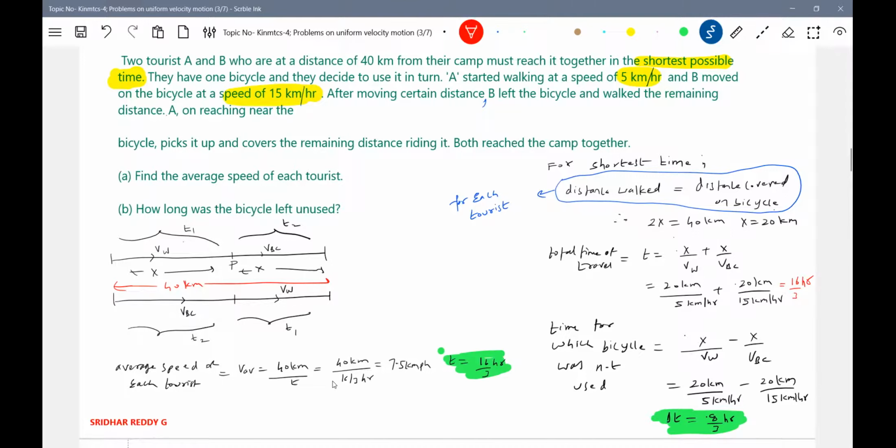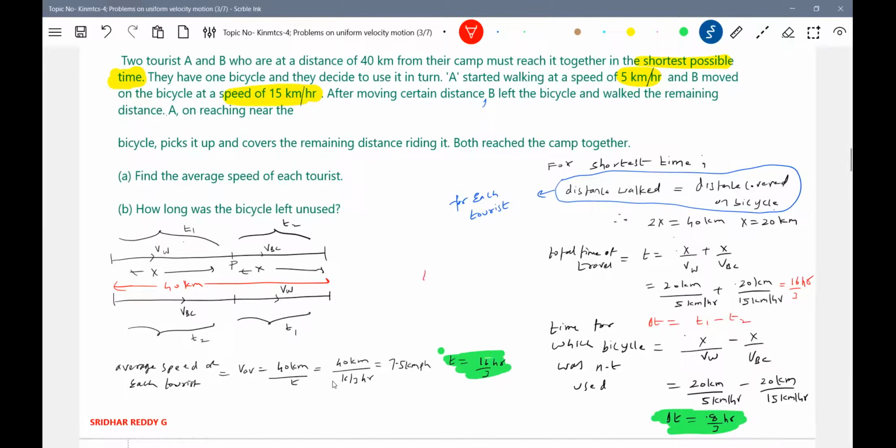Okay, with this I'll get the average speed of each tourist. How long was the bicycle left unused? I think you have to take the difference of these two times, T1 and T2. Time for which the bicycle was not used is T1 minus T2. So what is T1? X by W. What is T2? X by VW. So this I'll write as delta T.